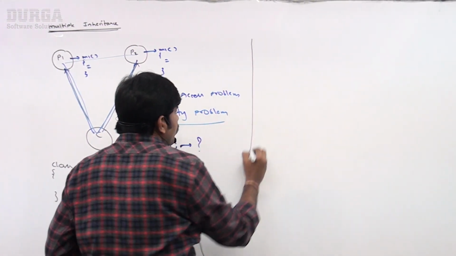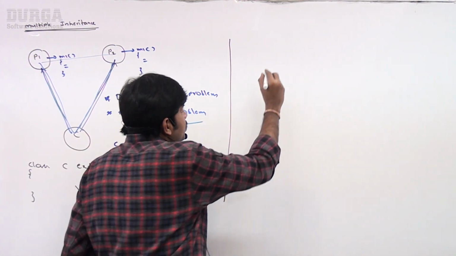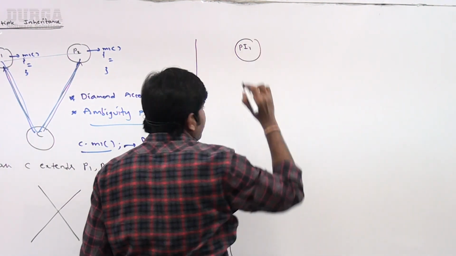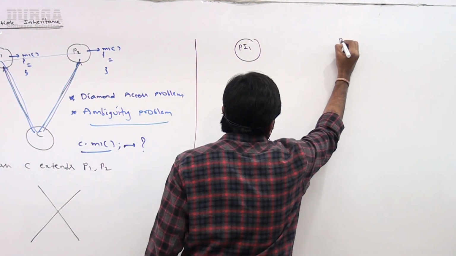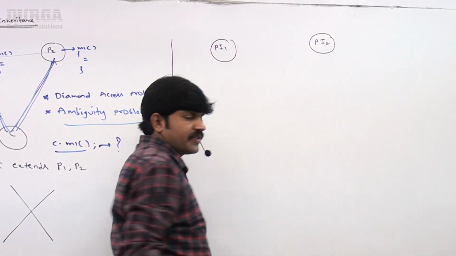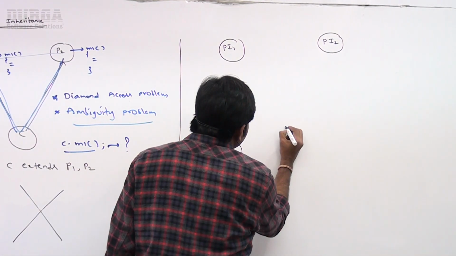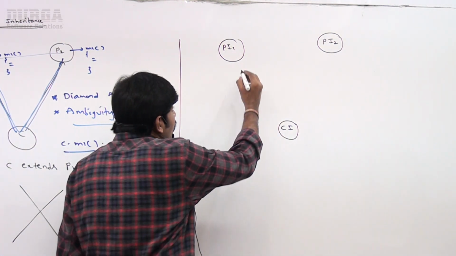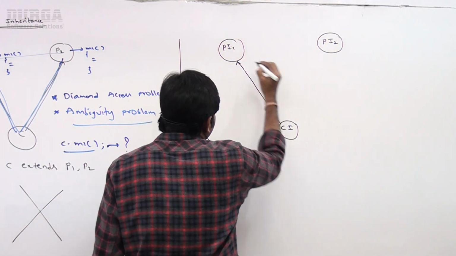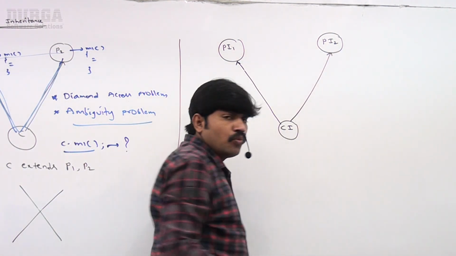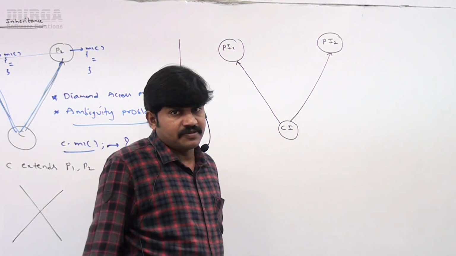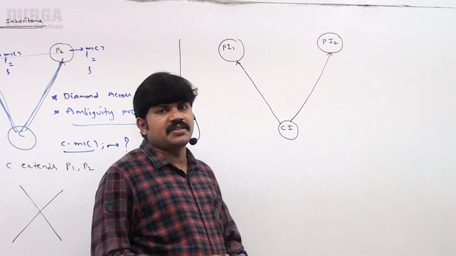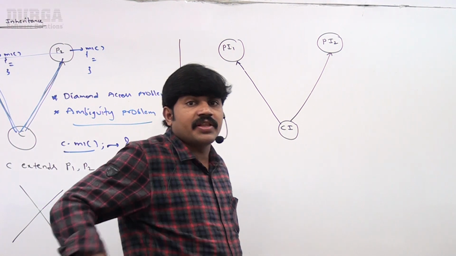Suppose assume parent interface 1 and parent interface 2, and this is the child interface. Now, interface methods have only declaration but not implementation. Every method present inside an interface is always public and abstract, whether we declare it or not.